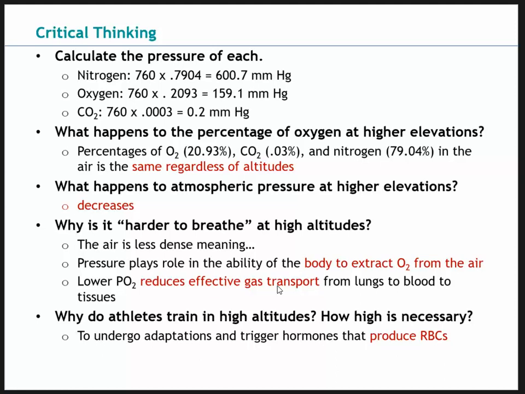And next is how high is necessary. I would normally ask, where is the Olympic Training Center located? It's located in Colorado Springs. How high is that? I think it's right around 6,000 feet. I think around 5,000 is when humans start to undergo some adaptations, but by 6,000 feet and higher is when you'll start to see the greatest benefit of those changes.